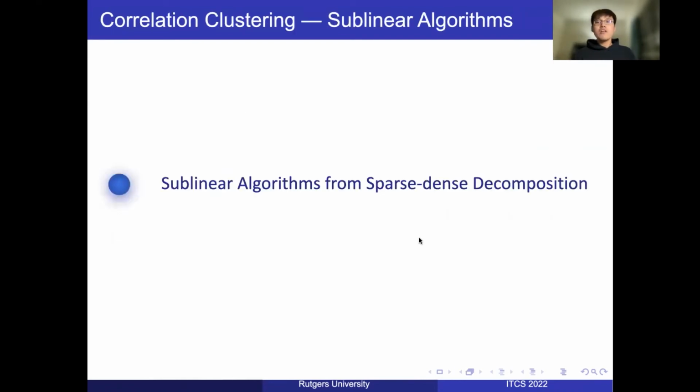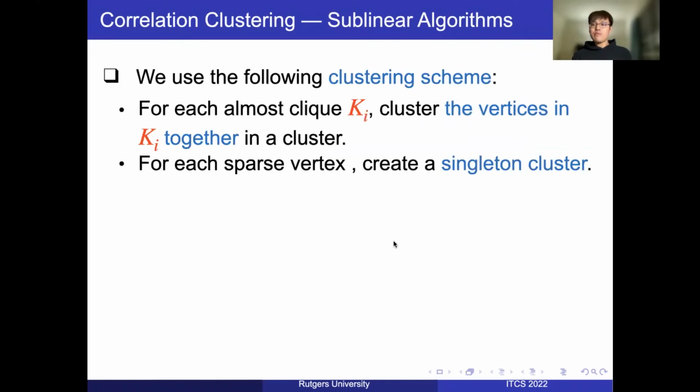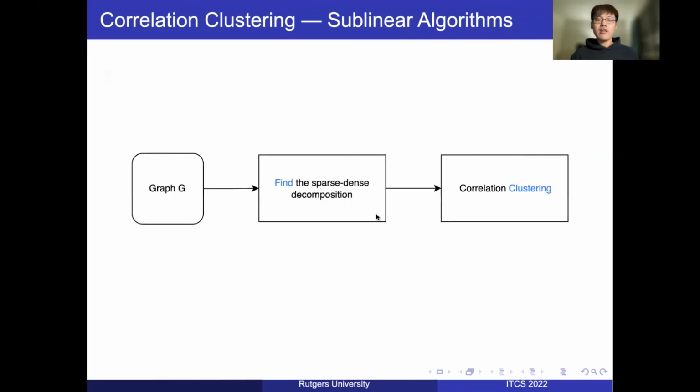Okay. So now, why is this new decomposition good for correlation clustering? I'm going to show you the algorithm for it. After doing the sparse-dense decomposition, we can do the old scheme I've already shown you. We put each almost clique into a cluster, and for each sparse vertex, we create a singleton. Okay. So in the flowchart, the algorithm will just be as the following.